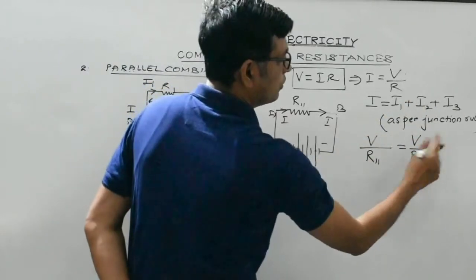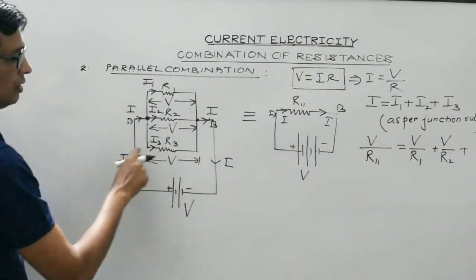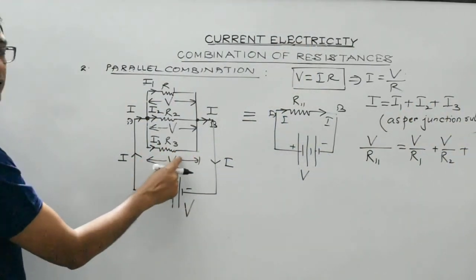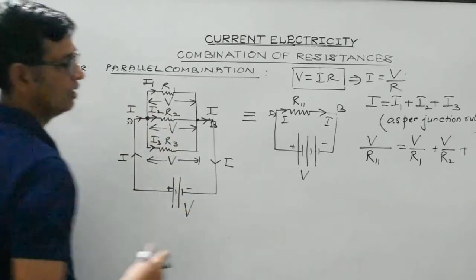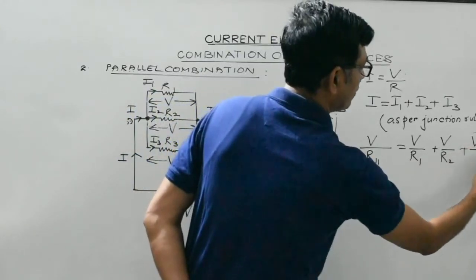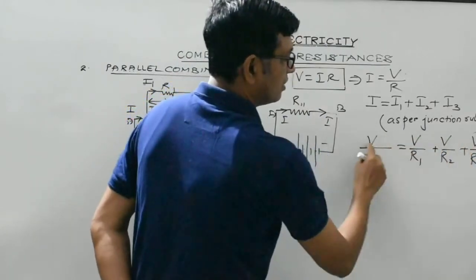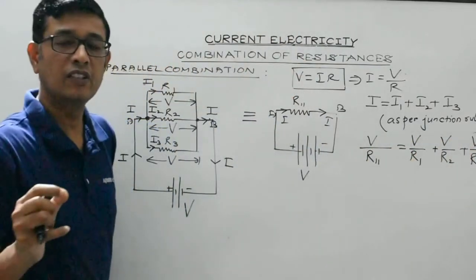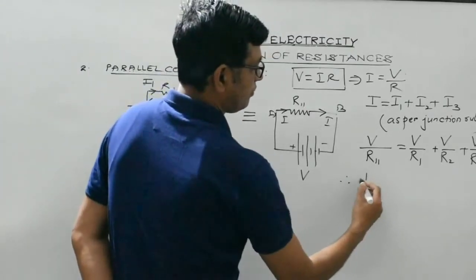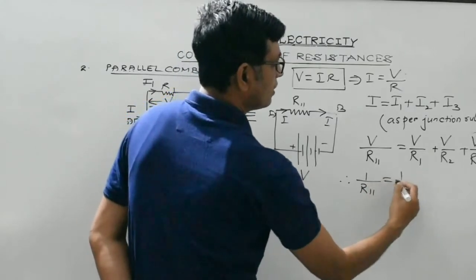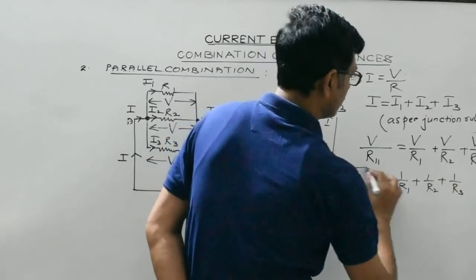Similarly, I2 will be given by V by R2. For I3, the potential difference across the third resistor is again V, the same as the applied voltage, and the resistance is R3, so I3 is V by R3. Here again, a reminder that in parallel grouping, the potential difference across each resistor is constant. Therefore, it can be rewritten as 1 by R parallel equals 1 by R1 plus 1 by R2 plus 1 by R3.